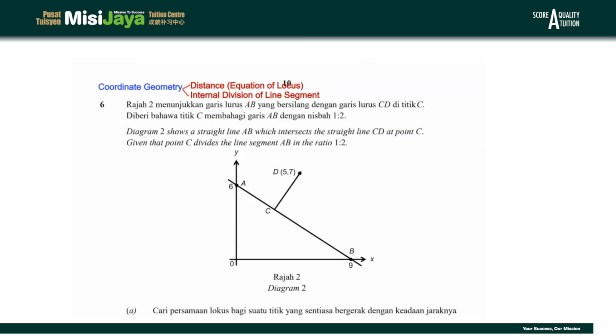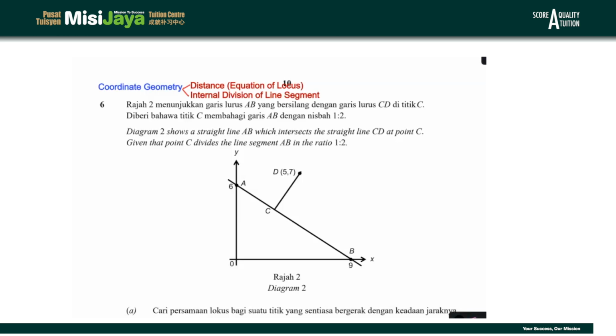Let's look at question number 6. This question is based on the topic coordinate geometry. For coordinate geometry, there are 2 things that you need to take note of: the distance formula to find the equation of locus, and also the internal division of a line segment. For this one, there's a formula that you have to follow.